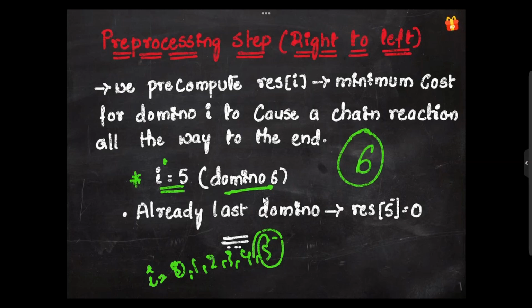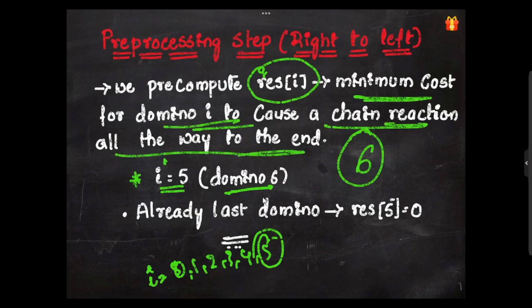What we will do first is pre-compute the result of i. This is used to store the result. We have to store the minimum cost for domino i to cause a chain reaction all the way to the end. I have already explained that whenever a domino hits another domino, it hits the next one only if it intersects, as given in the question. So if it hits the next one, then quite obviously it intersects. That's what we need to find: the minimum cost for domino i to cause a chain reaction all the way to the end.